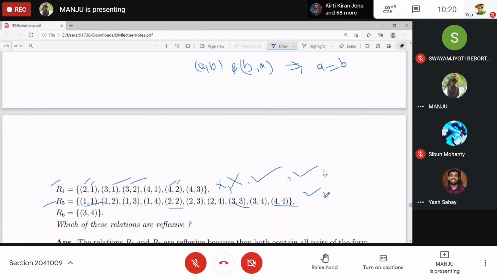Symmetric? No, ma'am. Why not? Ma'am, (1,2) is there, but (2,1) is not there. Yeah, (1,2) is there, (2,1) is not there. And like this, (3,1), (1,3): (1,3) is there, (3,1) is not there. So not symmetric. What about transitivity?